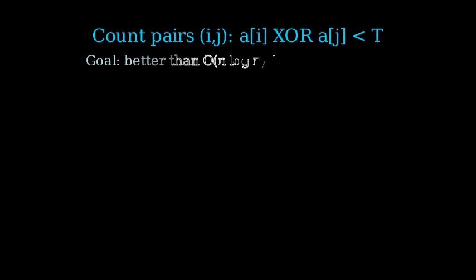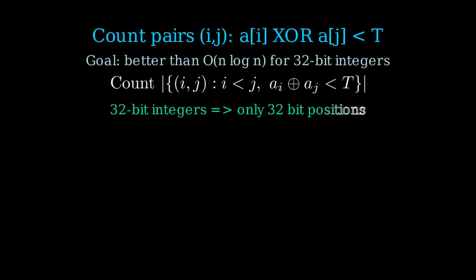Counting pairs with exclusive or: we want the number of index pairs i < j such that a[i] XOR a[j] is less than capital T. Formally, count pairs i < j with a[i] XOR a[j] < T. We focus on 32-bit integers, so there are only 32 bit positions to consider.